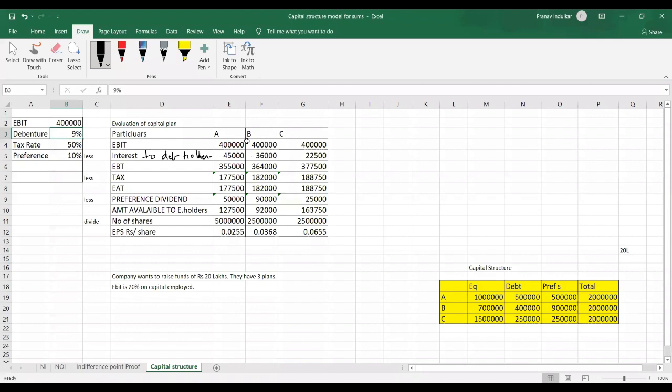Have you understood? 4 lakhs. 4 lakhs is earning before interest and taxes. What do you mean by earning before interest and taxes? Rochelle, Karthik, any one of you? EBIT. What is EBIT? Just tell me. How do you get EBIT?